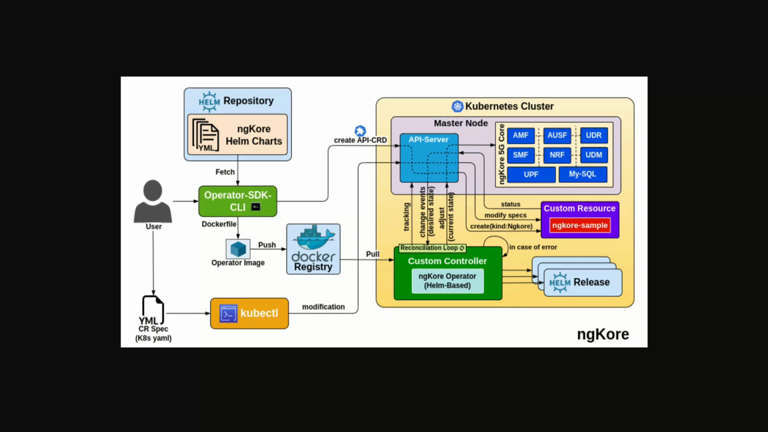Once we have the operator deployed, we interact by creating instances of the ngCore custom resource. These instances are defined in YAML, and then we apply them on the cluster using kubectl. If you want a detailed explanation of the whole flow of this diagram, I encourage you to go to our docs, docs.ngcore.com, and you can find the explanation under the ngcore operator section. This video is for the deployment purposes, so we will move ahead with it.